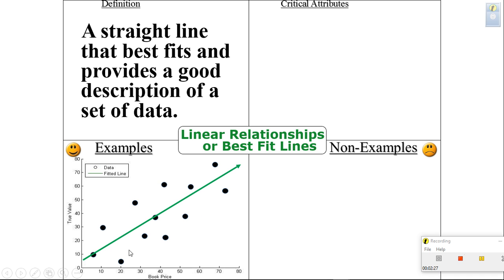Talk it over with your neighbor. What else do you notice from the best fit line and that data? Talk it over, please.